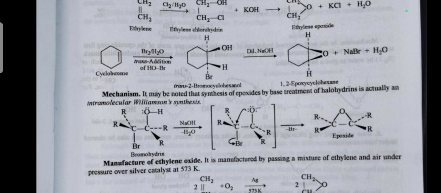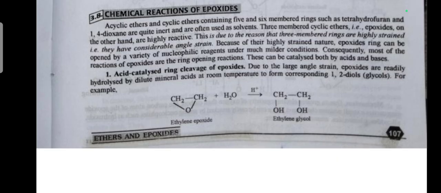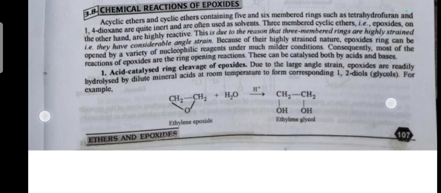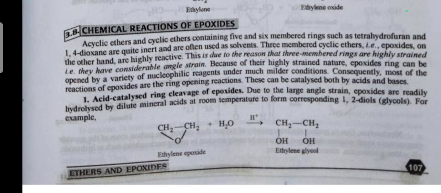Chemical reactions of epoxides. Acyclic ethers and cyclic ethers containing 5 and 6 member rings such as tetrahydrofuran and 1,4-dioxane are quite inert and are often used as solvents. 3-membered cyclic ethers, that is epoxides, on the other hand, are highly reactive. This is due to the reason that 3-member rings are highly strained, that is, they have considerable angle strain.